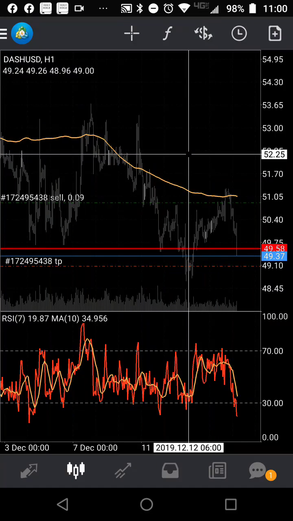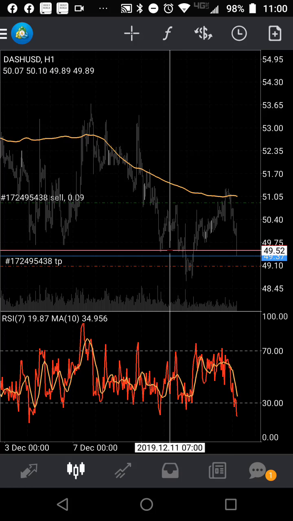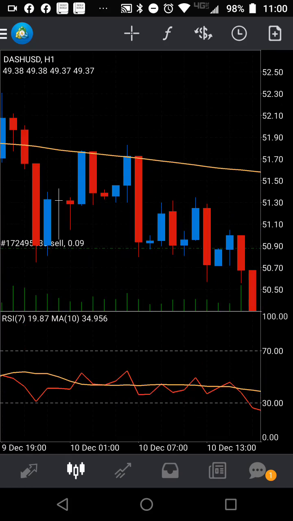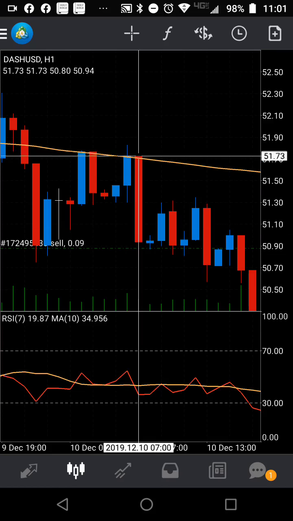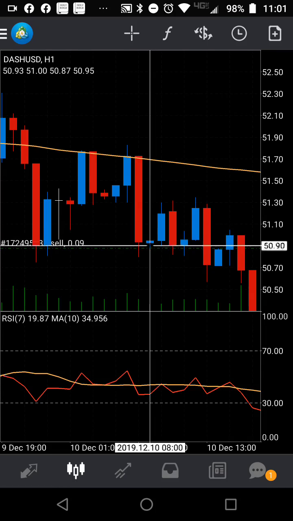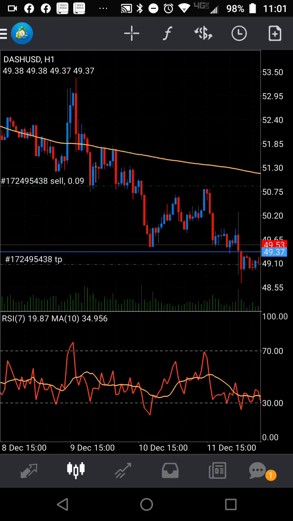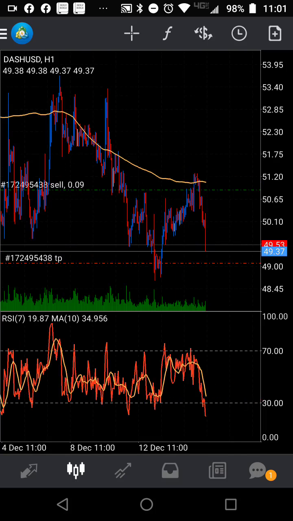So in this chart, we're looking at Dash versus the United States dollar on an hourly chart. Each candle that you see represents 1 hour of movement. So from the top of this one to the bottom of this one, it was 1 hour. Top of this one, bottom of this one was 1 hour. Overall, you can see we're in a downward trend.